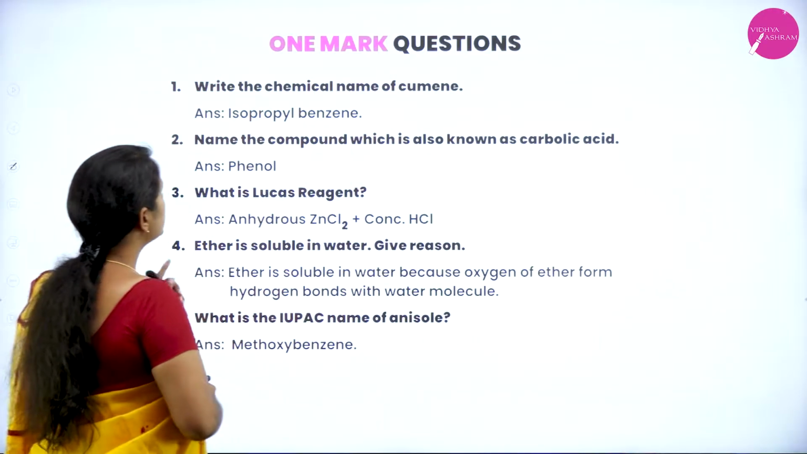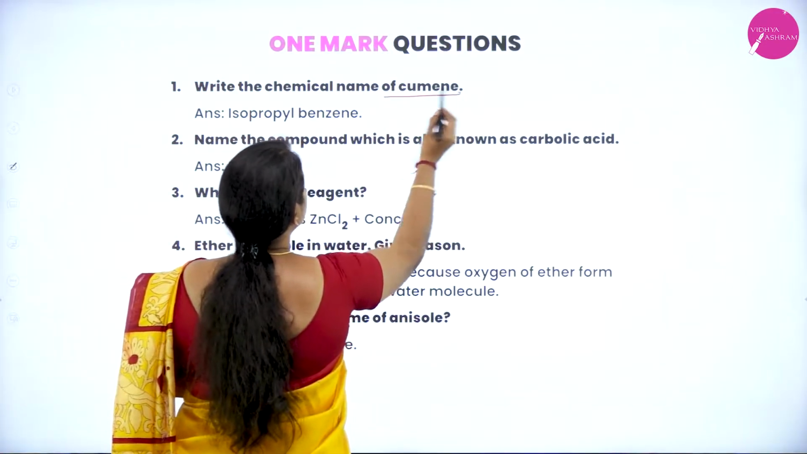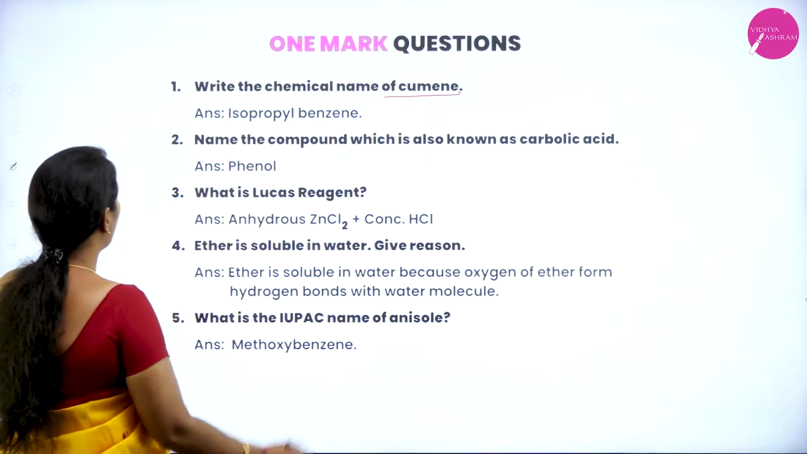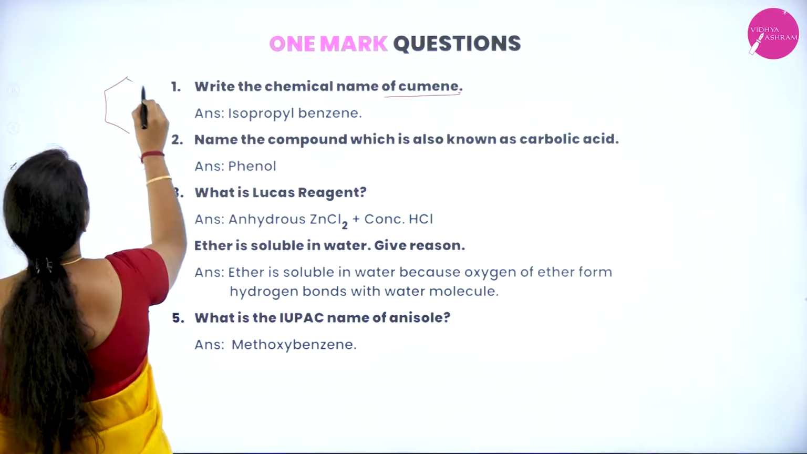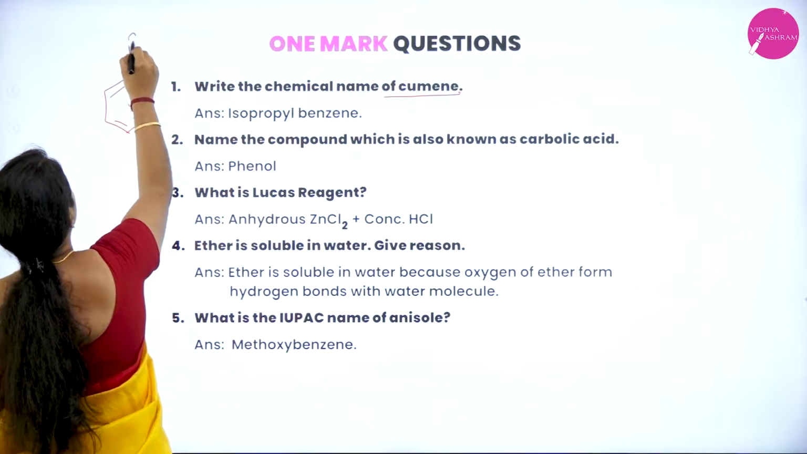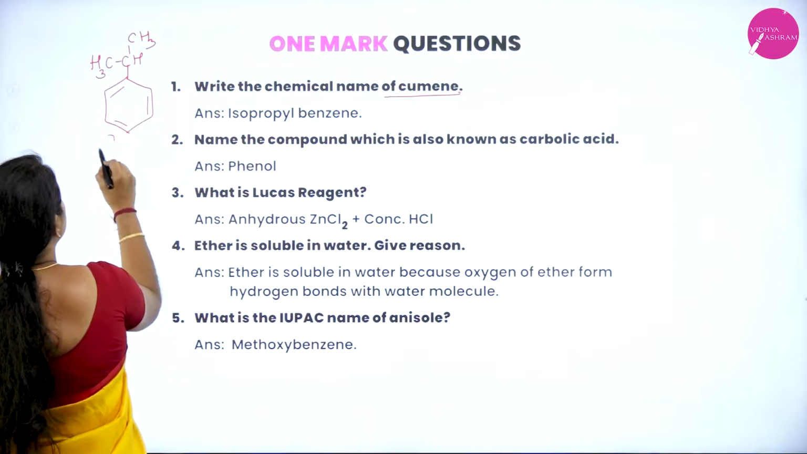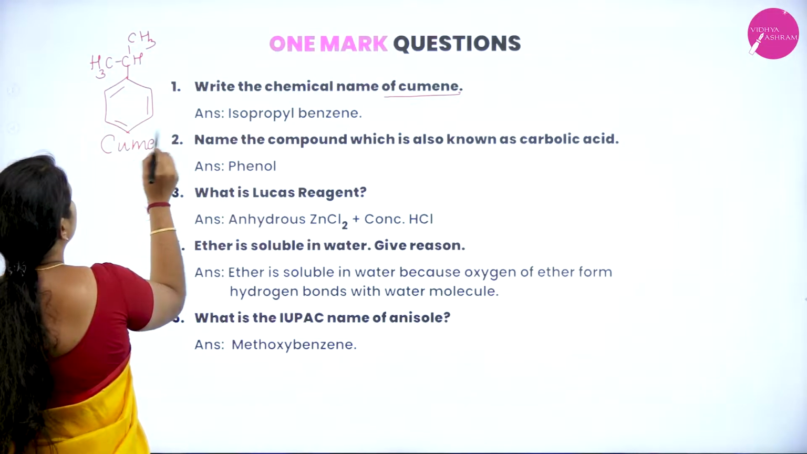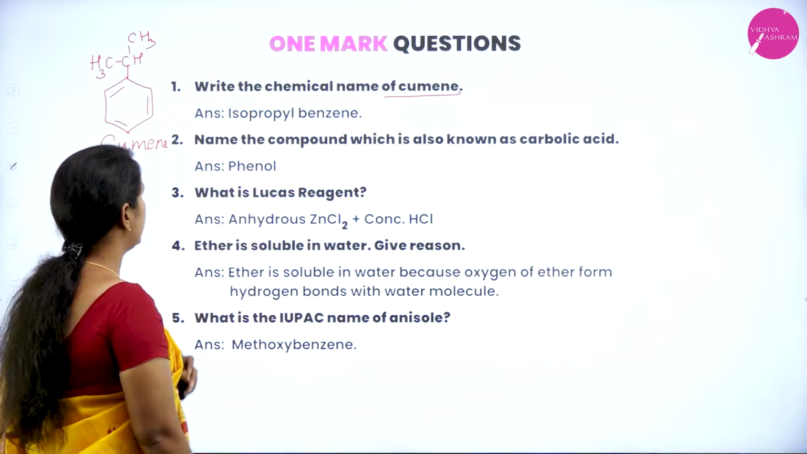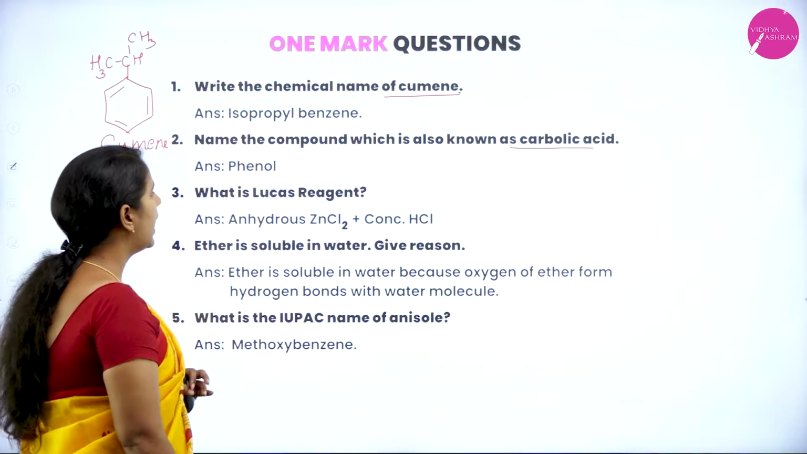The first question goes like this. Write the chemical name of cumene. The chemical name of cumene is isopropyl benzene, and it can be written as a benzene ring. You need to show the CH3 groups. This is cumene, and it is known as isopropyl benzene.